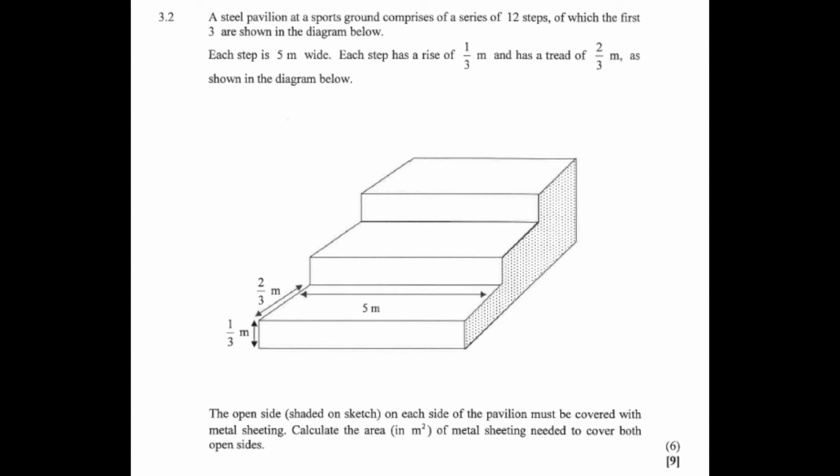Each step has a rise of 1 over 3 meters and has a tread of 2 over 3 meters. The open side on the sketch of the pavilion must be covered with metal sheeting, and we need to calculate the area of metal sheeting needed on both open sides. So if you look at the diagram, there's a shaded area on the right hand side. We have to find the area of all of those for the 12 steps, and then we have to multiply that by 2. I drew a sketch of what the side would look like just for the first 3 steps, and first thing we can note is just the sizes of all of these.